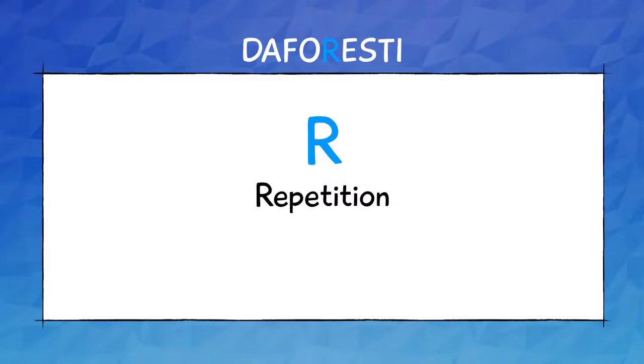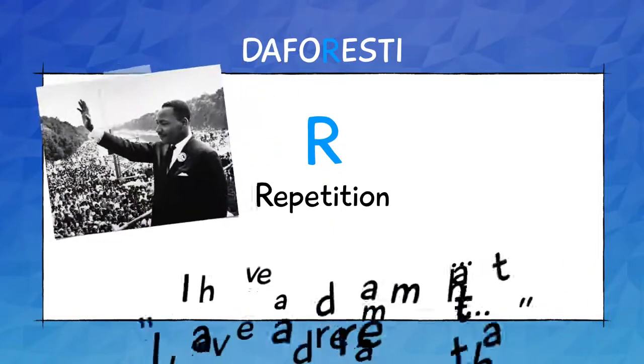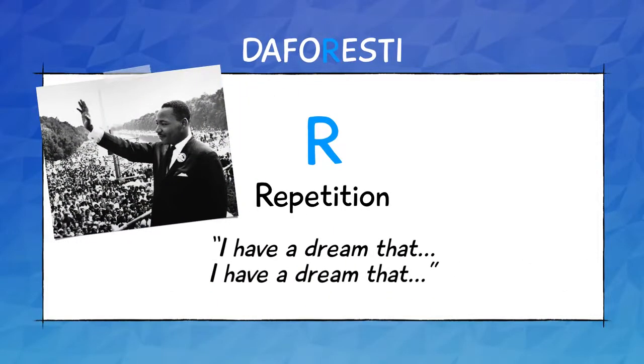The R can stand for two techniques, the first being repetition. Repetition is when the same word or phrase is used several times to emphasize it and make it stand out more to the audience. Repetition was used in Martin Luther King Jr.'s famous "I Have a Dream" speech in 1963, where he repeated the phrase several times throughout to help convey his message.